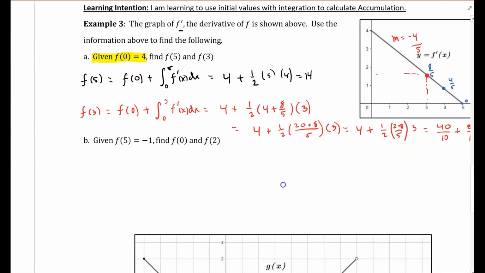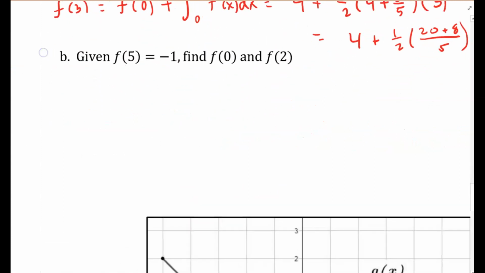Okay, so I want you to go ahead and pause the video. I want you to try the following problem part B and go ahead and then check back, see if you got it.